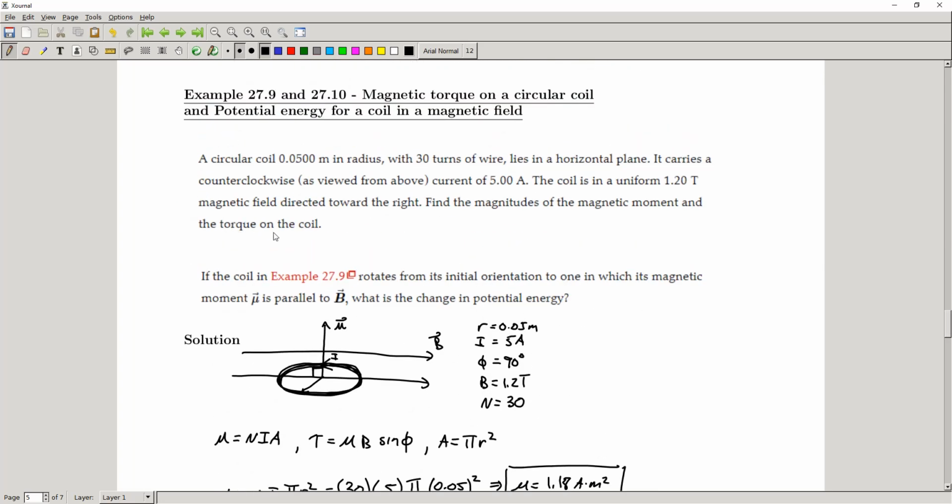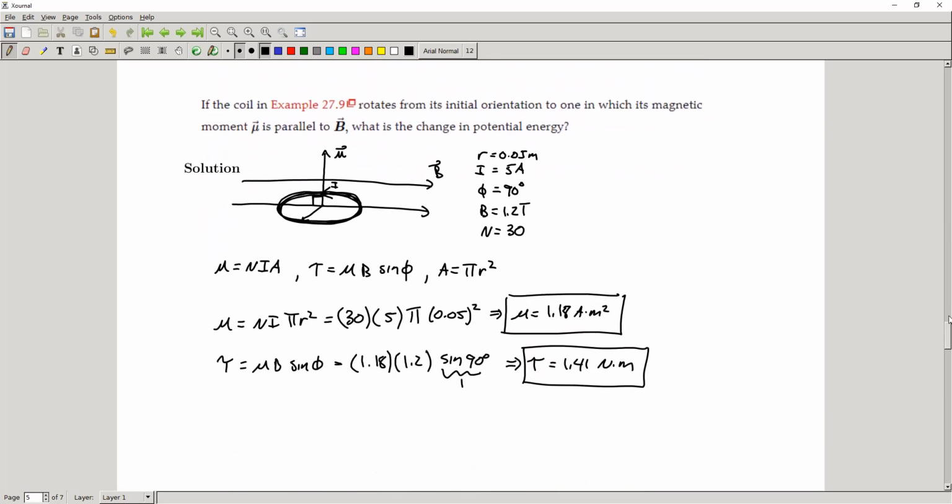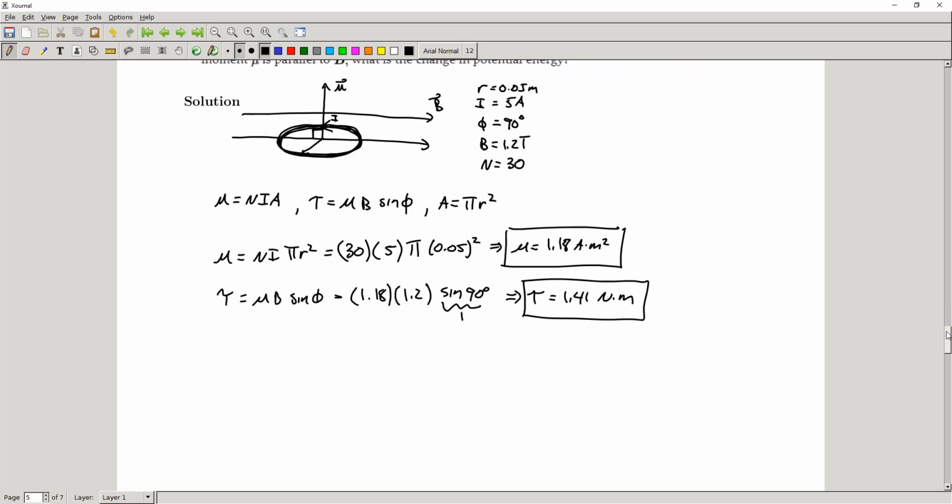And then in the 27.10 part, we're talking about the potential energy of this thing. The question asks us if the coil in the example that we just did here rotates from its initial orientation, like we have it set up here, to one in which the magnetic moment, our mu, is pointing in the direction of B. So we can imagine this thing rotates 90 degrees like this, and our mu and B are both pointing in this direction. What is the change in the potential energy, right? So we're looking for the change in the potential energy.